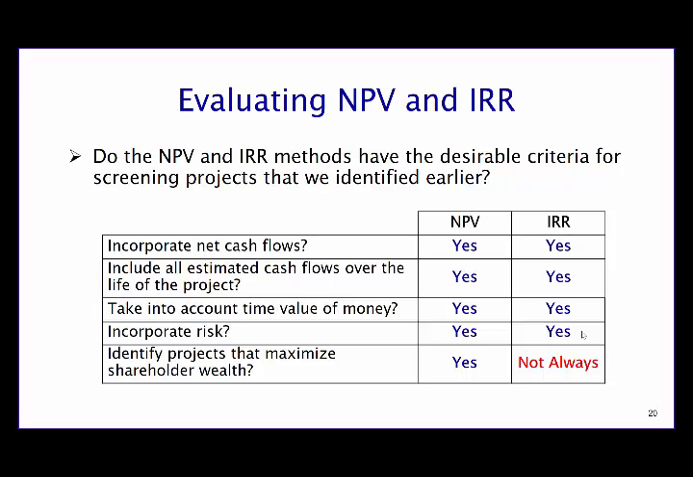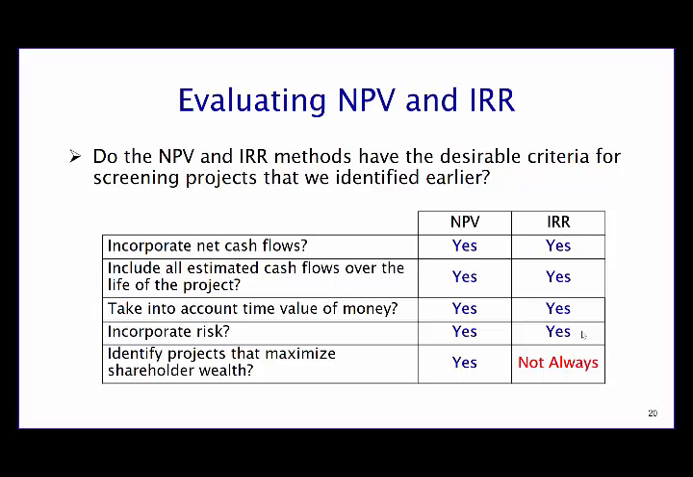Lastly, do these techniques help to identify projects that should lead to shareholder wealth maximization? NPV, yes, because as I stated on the previous slide, the NPV method would lead to accepting the project, if it's mutually exclusive, that has the most value of the other alternatives. Or for an independent project, you're accepting any project with a positive net present value. So you're adding to shareholder value. You're maximizing shareholder value. But not with IRR.